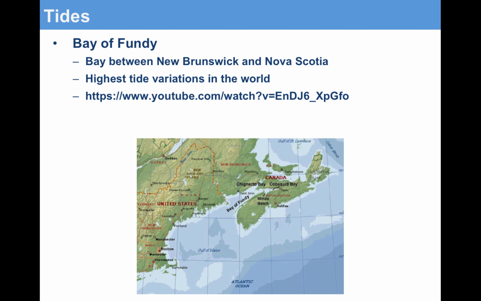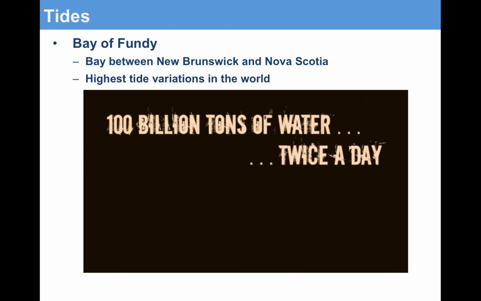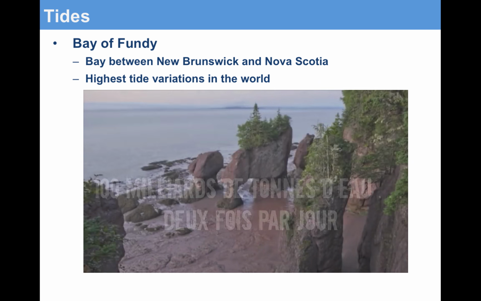But part of the reason why the Bay of Fundy has the highest tidal variation is look at its shape. We have tons and tons and tons of water moving into that area. We have so much water moving into that area that it just piles up on top of each other, which causes those incredible tides. The most famous places in the world, it moves 100 million tons of water per day.